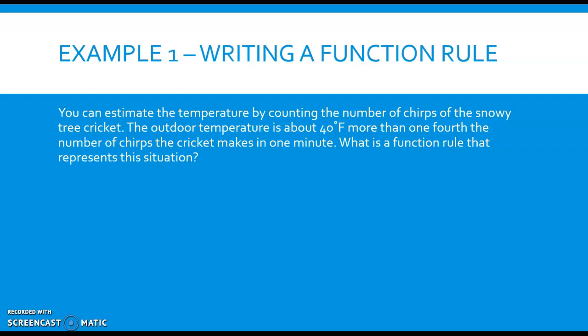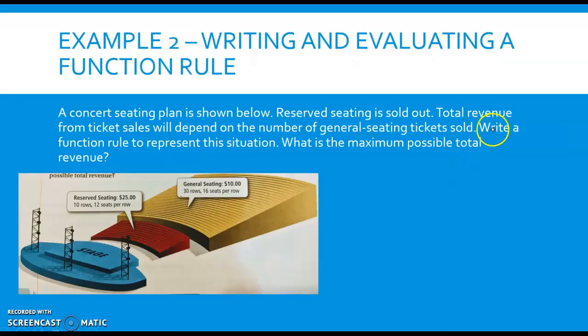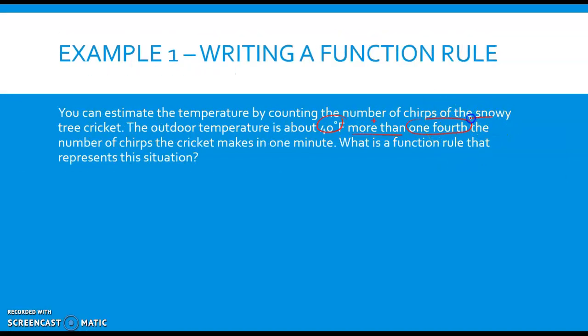The outdoor temperature is about 40 degrees Fahrenheit, more than 1/4 the number of chirps the cricket makes in 1 minute. What is a function rule that represents this situation? So we're going to put this together. Look for keywords. So we've got our 40 degrees, but then we also have more than. More than means that we're adding. 1/4 the number of chirps a cricket makes in 1 minute. So here's our coefficient. Not next. That is our coefficient.